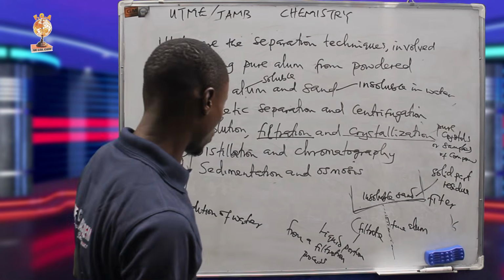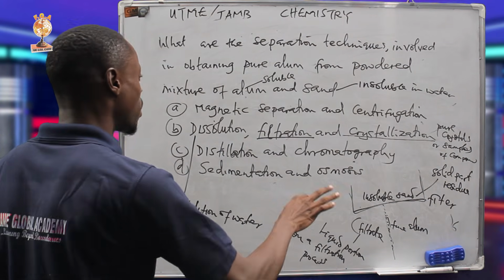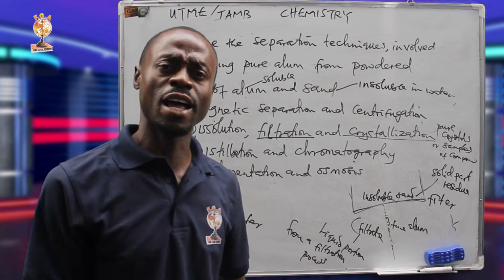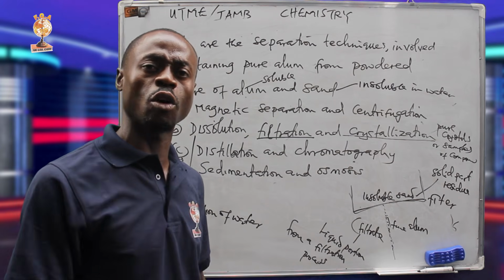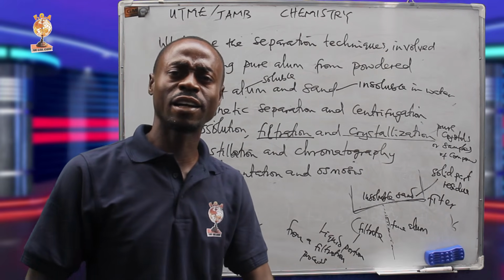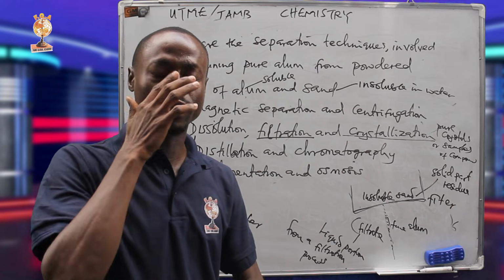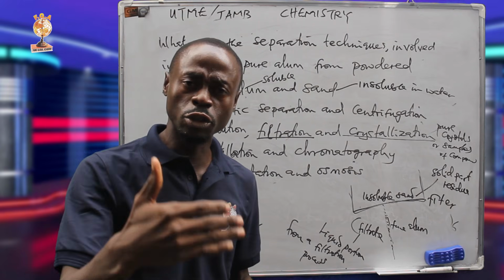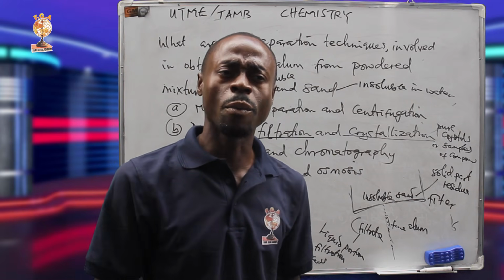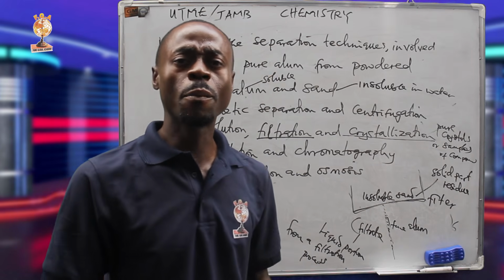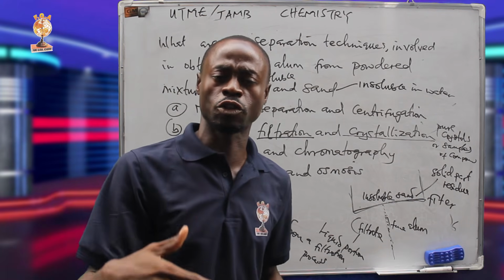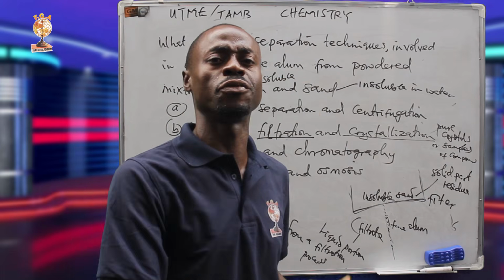So the best method to separate a mixture of fine powdered alum and sand is, first of all, to carry out the process called dissolution by adding water to the mixture. Then get a filter paper and carry out a process called filtration. The fine powdered alum will pass through the pores of the filter paper alongside the water, because it has successfully dissolved in the water. But because sand is insoluble, it cannot pass through the pores, and as such, the sand will remain on top of the filter paper.